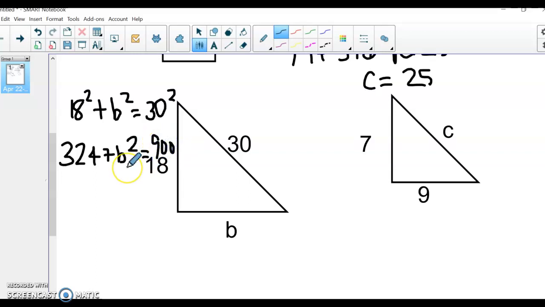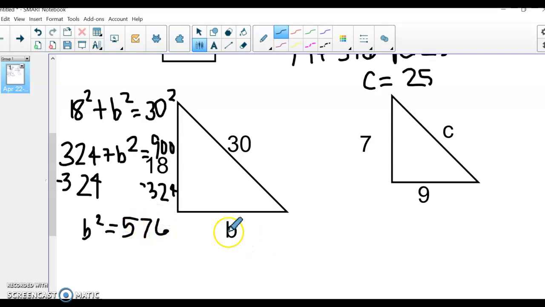And then we need to get this b squared all by itself, so we need to get rid of the 324. It's a positive 324, so to get rid of it, we subtract. So minus 324, and then minus it from the other side. We've got to keep our equations balanced, so we have to do the same thing on both sides. So then we're left with b squared equals whatever 900 minus 324 is, which is 576.